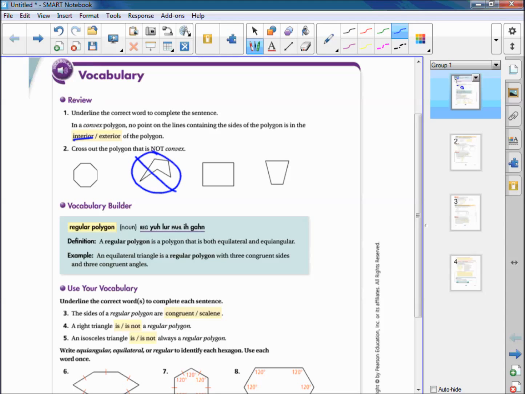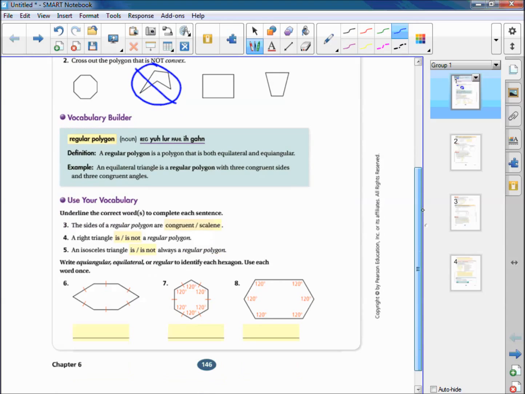All right, vocabulary builder part 2. A regular polygon is a polygon that is both equilateral, so that means all the sides are the same length, and equiangular, that means all the angles are the same. So we know two of these really quickly. We have an equilateral triangle. All the sides are the same and all the angles are the same. And we have a square. All of the angles are the same, they're all 90, and all the sides are the same. So an equilateral triangle is a regular polygon with 3 congruent sides and 3 congruent angles.